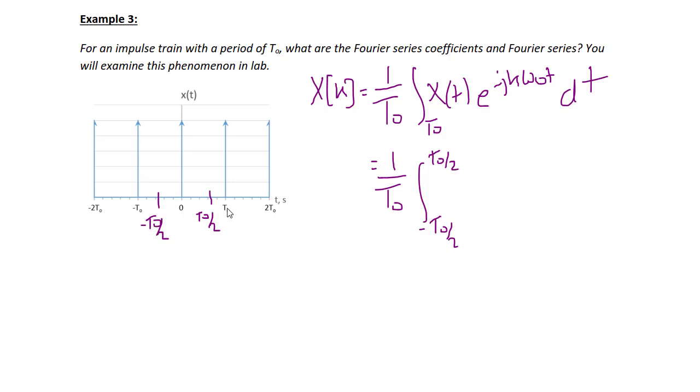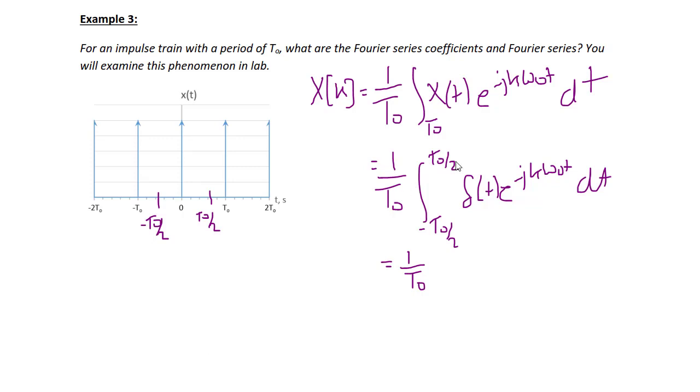So when you integrate from -t0 over 2 to t0 over 2, you get delta of t, e to the negative jk omega naught t dt. Since we know the area under the impulse is a 1, this becomes 1 over t0, because once again, using the sifting property, you're not only integrating over the area of the impulse, but you're evaluating this exponential at t equals 0, which is a 1 as well. So our Fourier series is 1 over t0. This is your magnitude, and the phase would be 0.